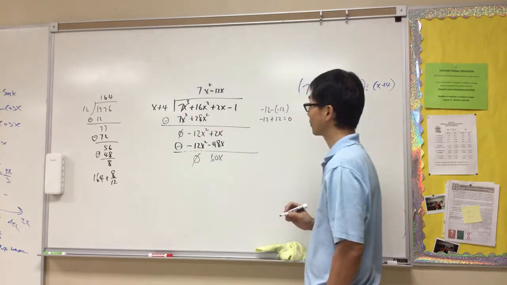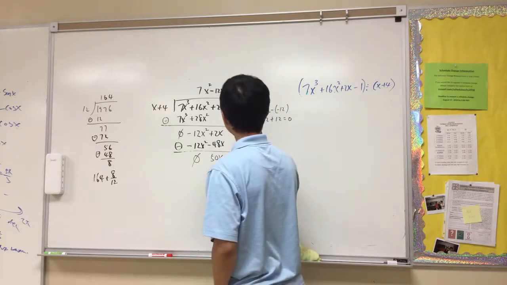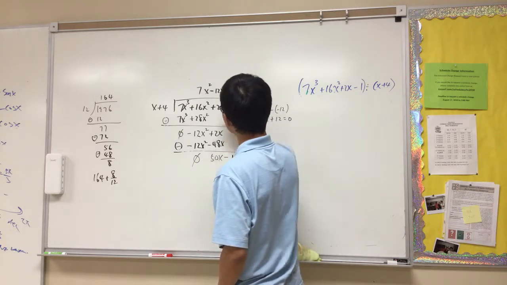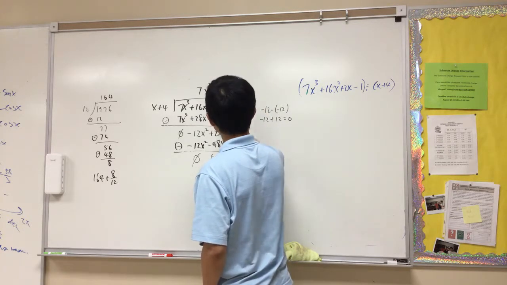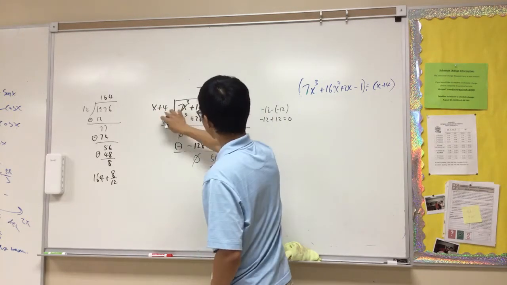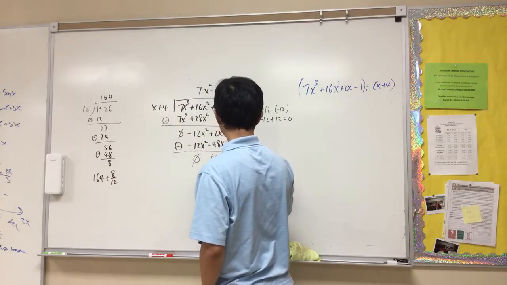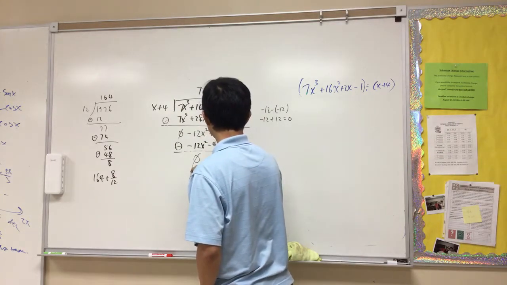Minus 1. I'm gonna do the same thing. I'm gonna get a 50x here, so that's gonna be plus 50x. 50 times 4 is what? 200. Again, we're gonna go through that subtracting sign.